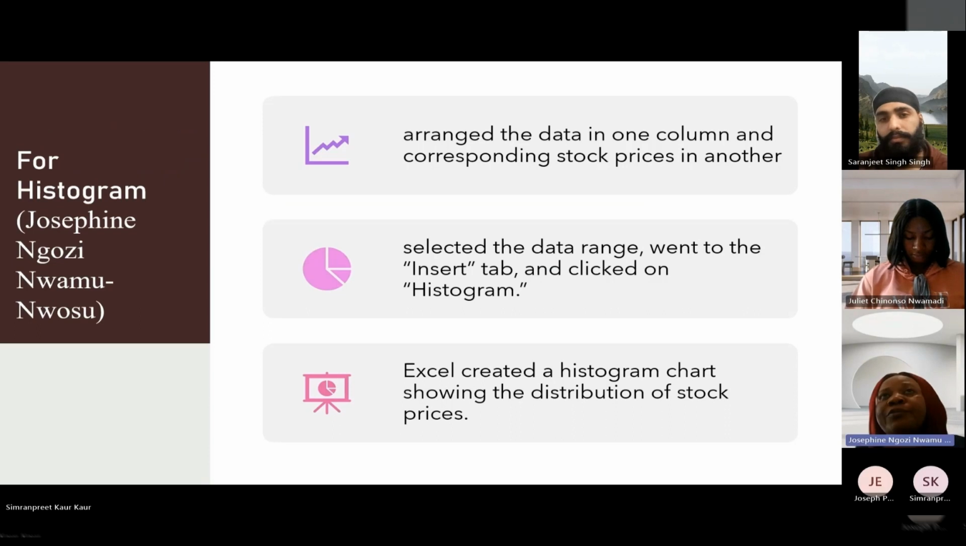For the histogram, we also arranged the data the same way, in one column and the corresponding stock in another column. We selected the data range, clicked on the insert tab, selected histogram, and Excel generated a histogram showing the distribution of the stock price.